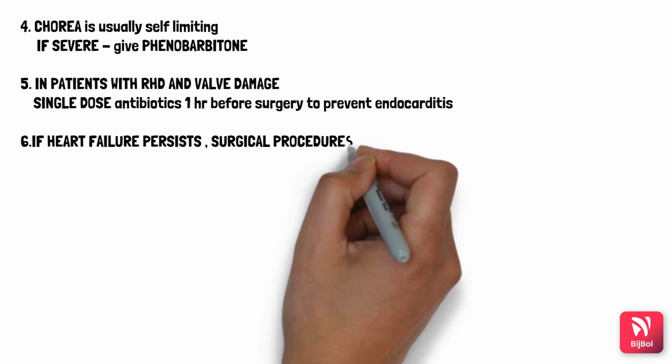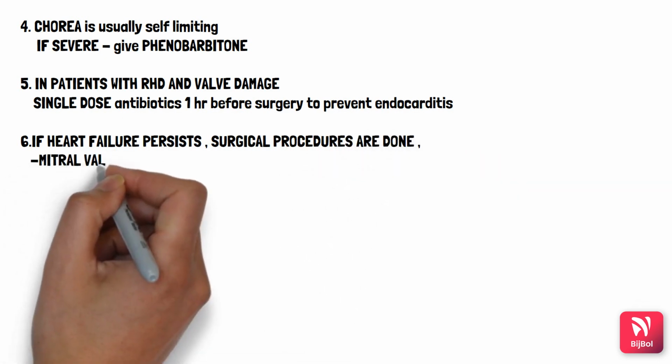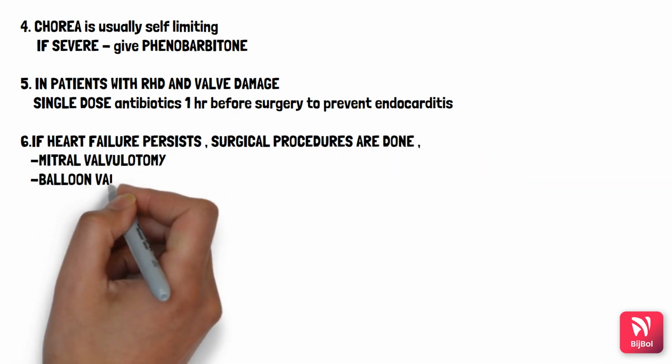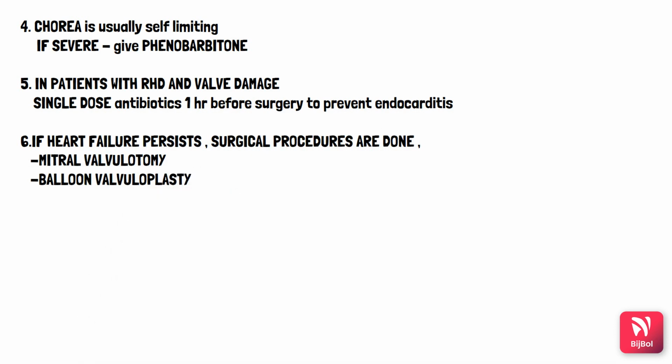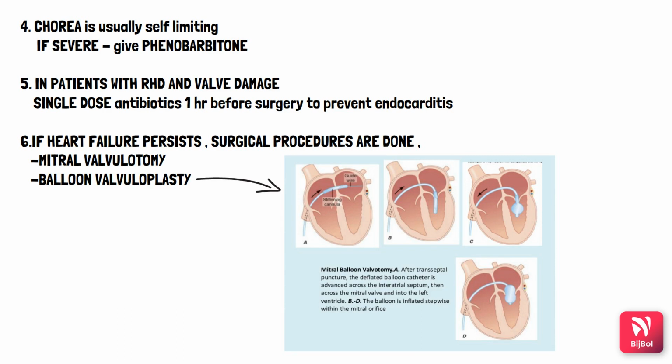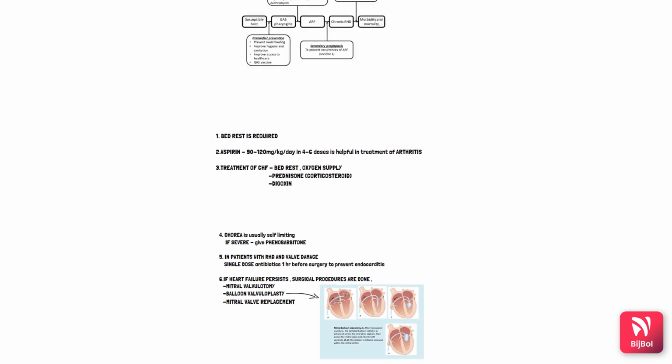Surgical procedures are done if the heart failure persists or worsens after aggressive medical therapy for acute rheumatic heart disease. Surgery may be life-saving in severe conditions. Procedures such as mitral valvulotomy, percutaneous balloon valvuloplasty, and mitral valve replacement can be done.